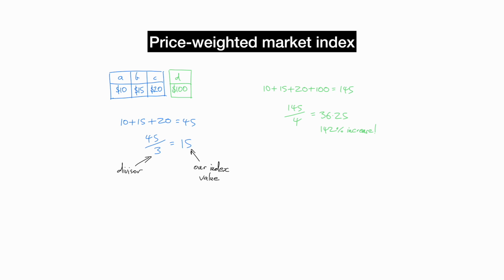So what we'll do is take the latest skewed figure and divide it by the last reliable index value, in this case, 15. 36.25 divided by 15 equals 2.4166, and that becomes what we call our index divisor. If we now divide 36.25 by a divisor of 2.4166, we will get 15 once again.